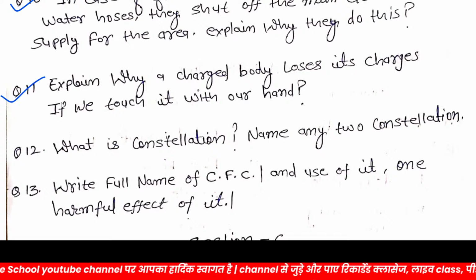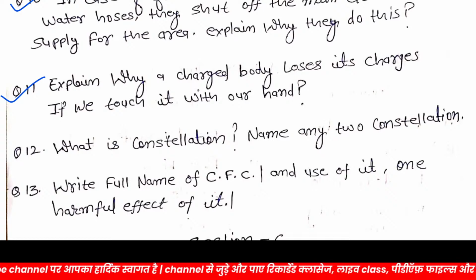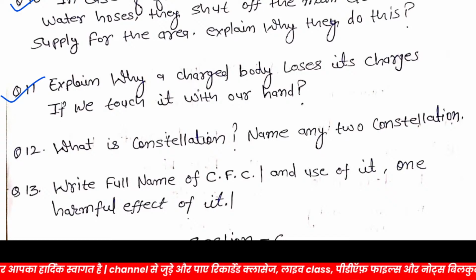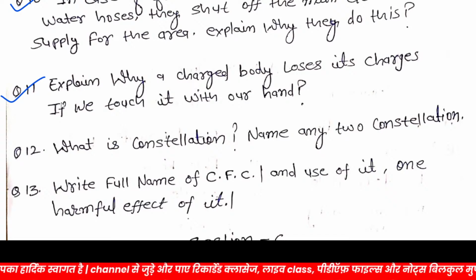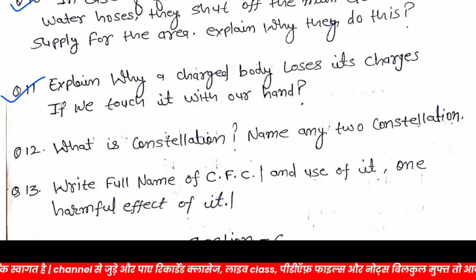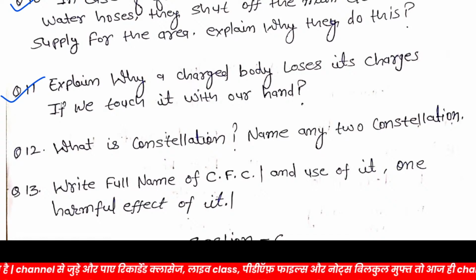Explain why a charged body loses its charges if we touch it with our hand. When we touch a charged body, it loses its charge due to process of earthing. Our body is a good conductor of electricity. It transfers the charge to the earth.